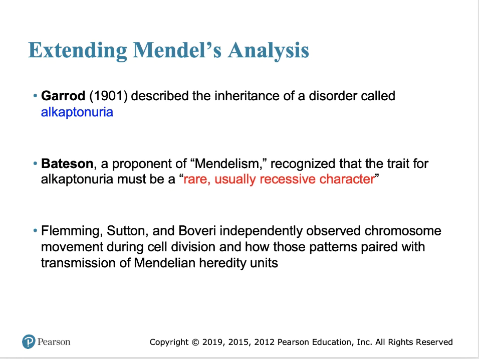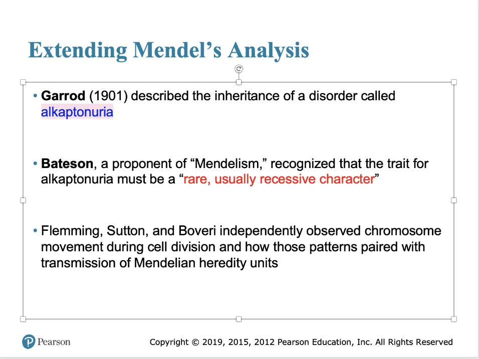In the very early years of the 20th century, in 1901, a paper published by Garrod, a physician in England, described a genetic disorder where the urine of the patient was discolored, basically black, a medical condition known as alkaptonuria. Indeed, other scientists studying the same condition later, such as Bateson, recognized that it was a rare condition and that it penetrated families in a recessive manner.